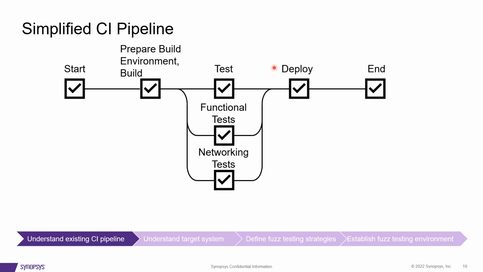What we want to focus on here is just the middle portion, the test step, where besides functional tests and networking tests, we want to add fuzz tests. So we can perform this as part of the CI pipeline in parallel with other testing, but add it as a separate step.